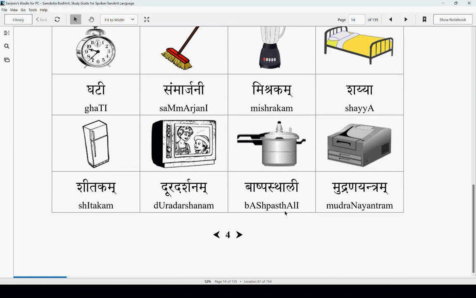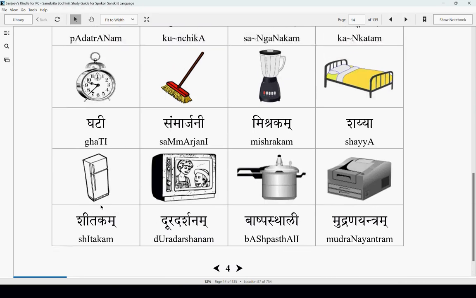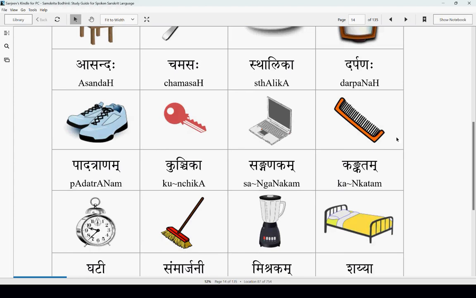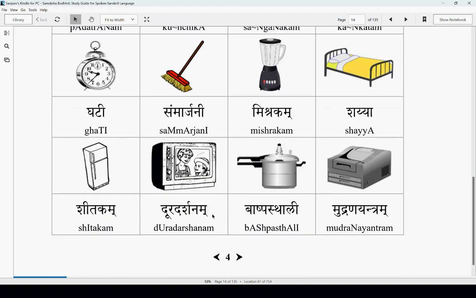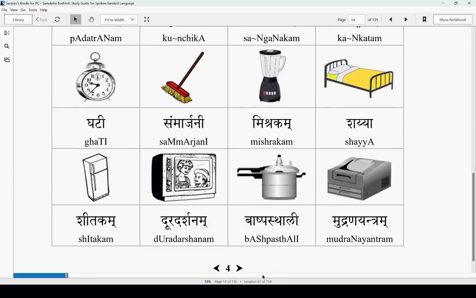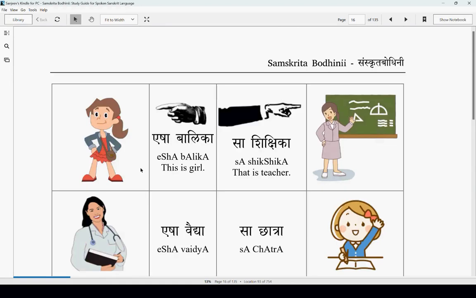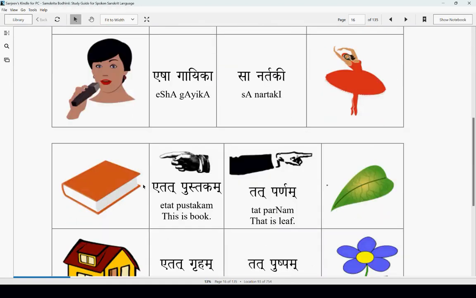So how do we say this is a fridge? Or this is a comb. This is a shoe. How do we say that? So to say that, what would be the qualifier? The qualifier would be here. This is a book. We say etat pustakam. Etat in place of eshaha, esha.